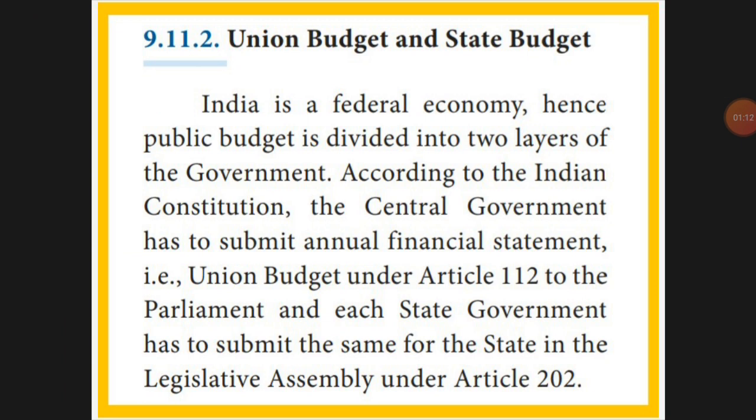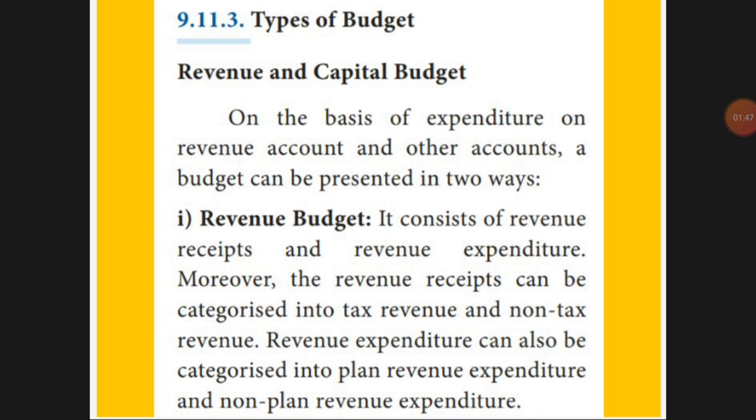Next, Union budget and state budget. India is a federal economy, so it has two layers, that is, the central government and the state governments. According to Article 112, the central government submits the annual budget to the Parliament. Under Article 202, the state government submits the budget to the legislative assembly. Now, the types of budget.